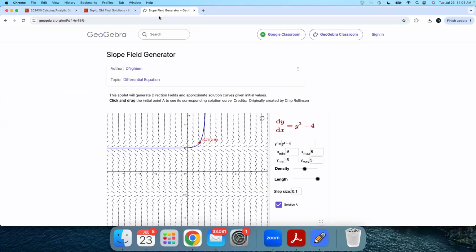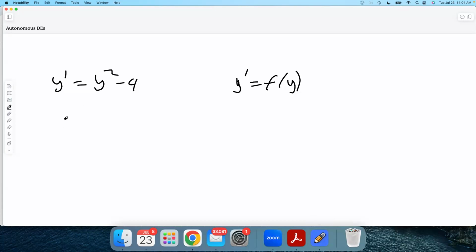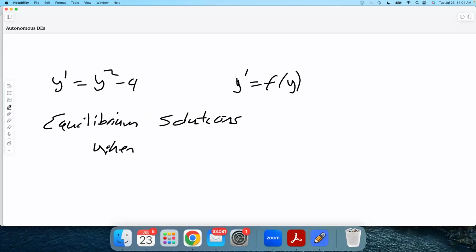So I can go to a slope field generator here and type in y squared minus 4 is y prime. And here you're looking at the slope field. And I want you to notice that some interesting stuff seems to be happening at a couple of lines here. We'll call those equilibrium solutions. Equilibrium solutions happen when y prime is equal to 0.